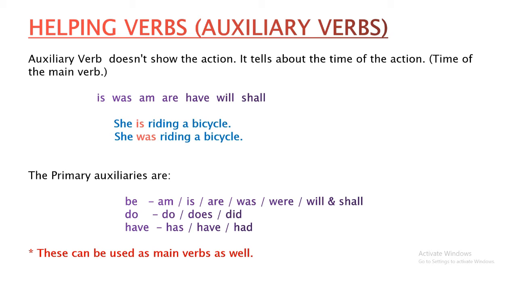And the verb do, does we use in present tense. Do with the plural subjects, does with the singular subjects. And did we use in past tense. With have, has, have we use in present tense, and had in past tense. Has with singular subjects, have with plural subjects. And what you have to remember is primary auxiliaries can be used as main verbs as well.